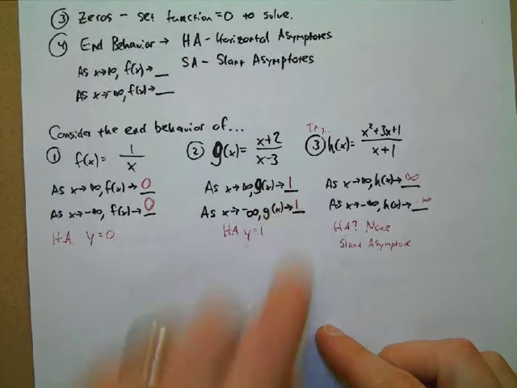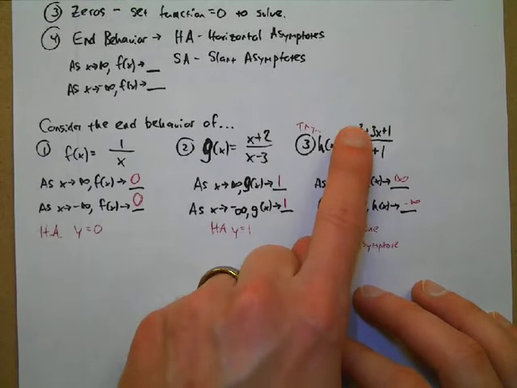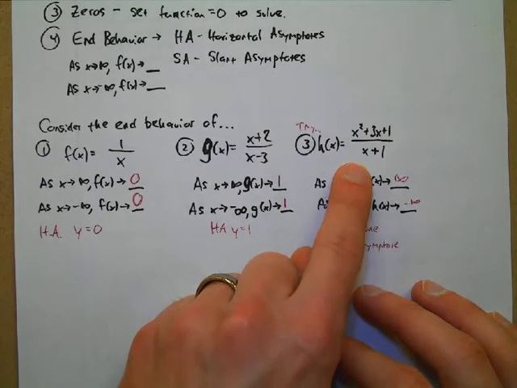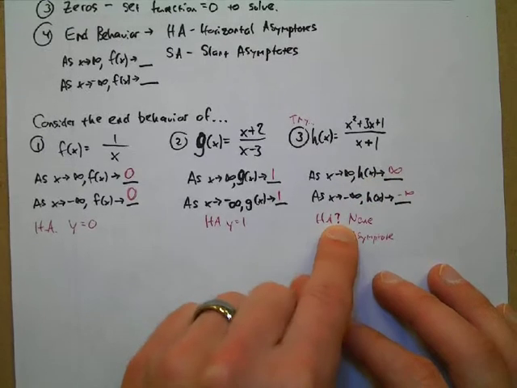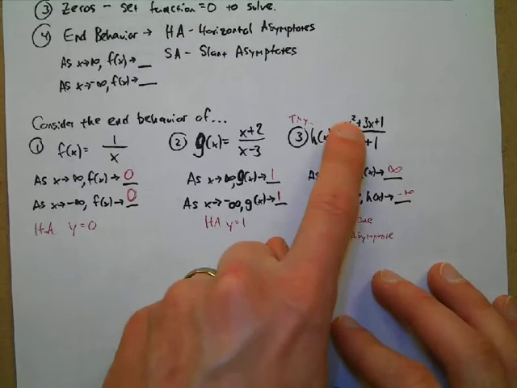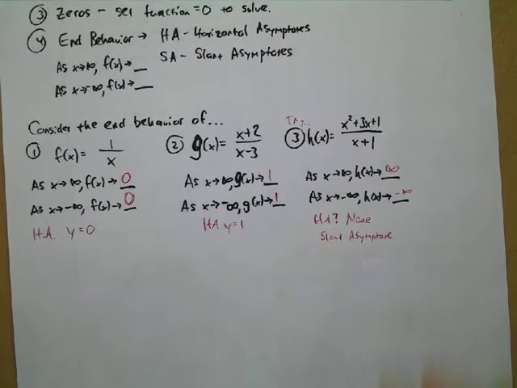And then finally, for this one, the degree on top is bigger than the degree of the bottom, and so that means we will have no horizontal asymptote. But since the degree on top is exactly 1 more than the degree of the bottom, we have a slant asymptote. Slant asymptote.